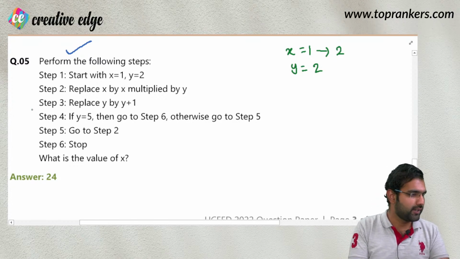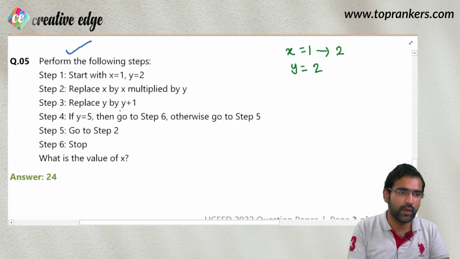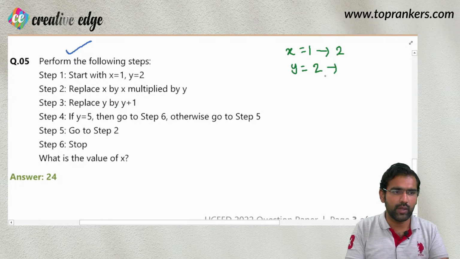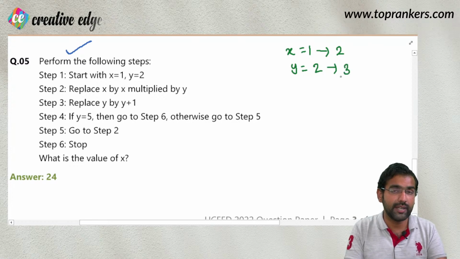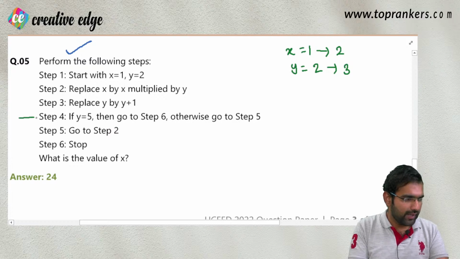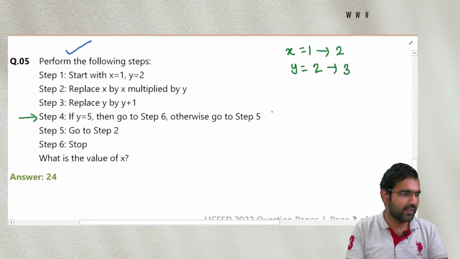Then, what are we told in the third step? Replace y by y plus 1. So y was 2. So y plus 1. So 2 plus 1 will make y ka updated value as 3. I hope this much part is clearly understandable. Then, if y is 5, then go to step 6. Otherwise, go to step 5.